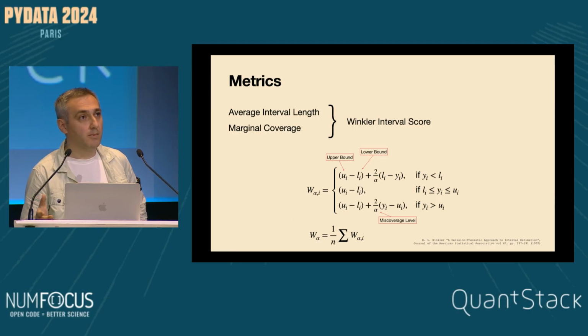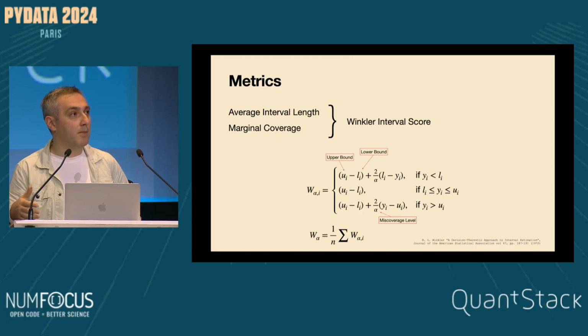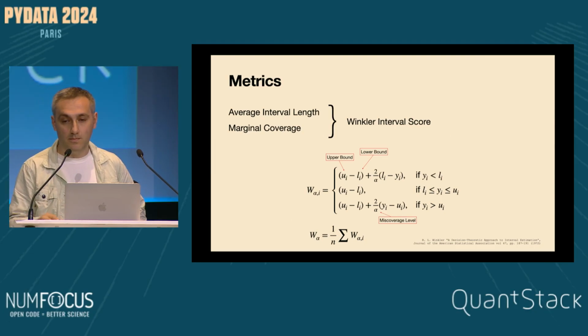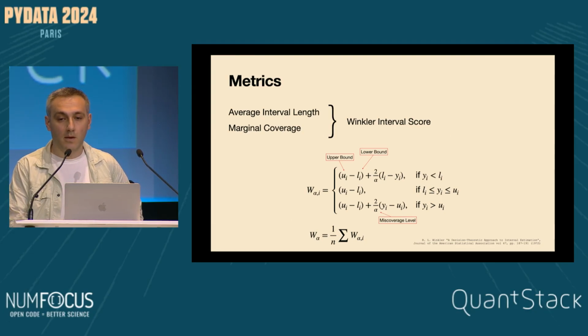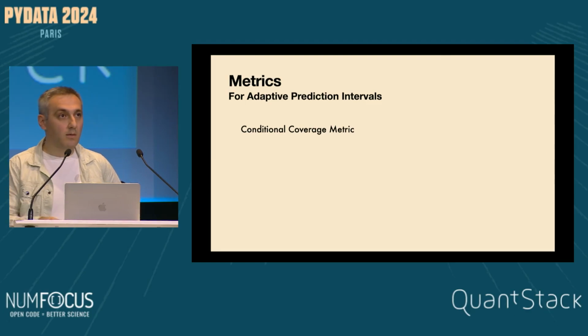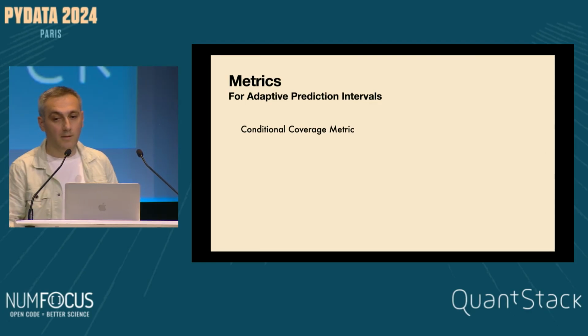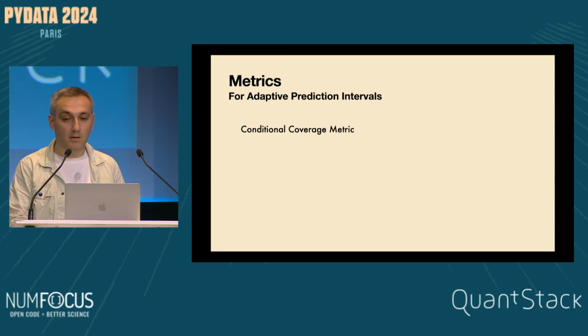So it's easy to interpret, right? We want to minimize the Winkler score, therefore it penalizes larger intervals and larger errors. So very simple. But remember that we are talking about adaptivity and conditional coverage, and we want to introduce a metric to assess that in our algorithms.